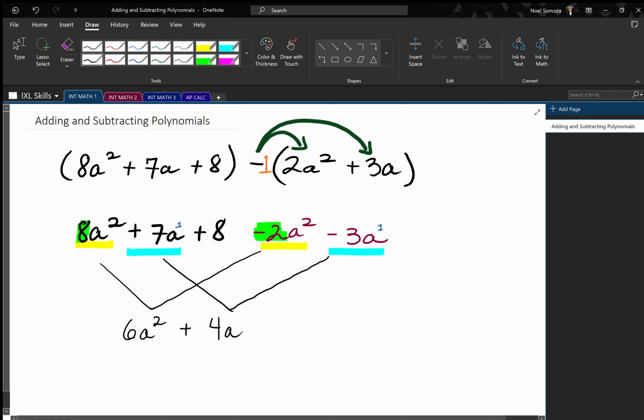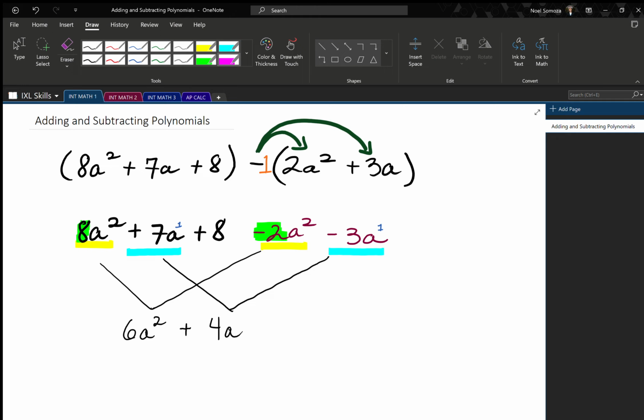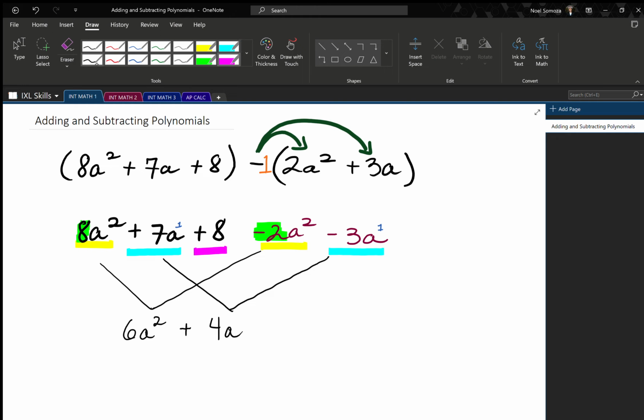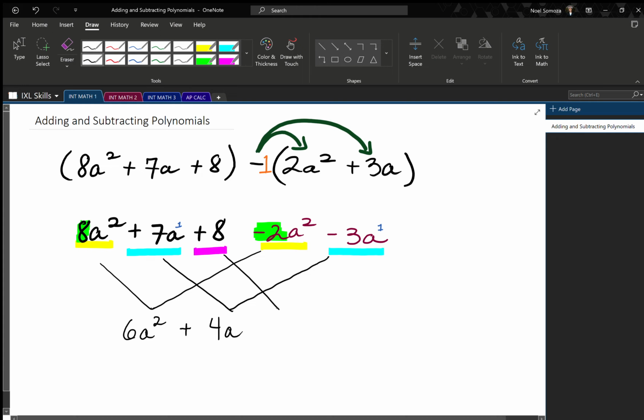Okay, and then finally I look for the last remaining set of family members and I notice that I still have this positive 8 floating around. Well, positive 8 unfortunately doesn't have any family members to join with because there are no other numbers or what we call constants, right? 8 would be a constant because it has no variable multiplied next to it. So we are just going to bring down the lonely number 8. And there would be the simplified version of our polynomial.